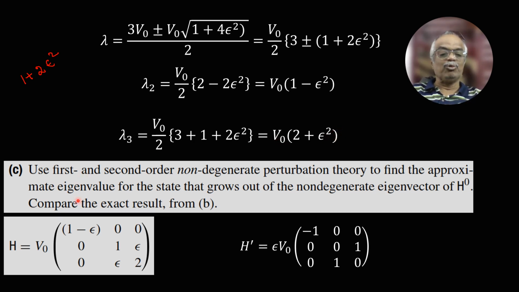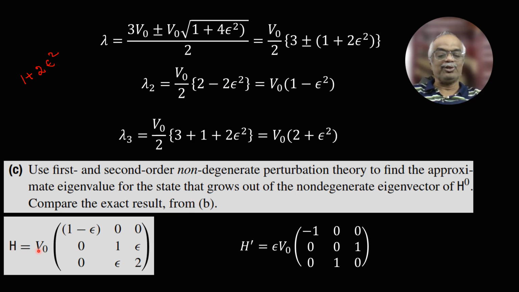Now we will move on to section C. In section C, use first and second order non-degenerate perturbation theory to find the approximate eigenvalue for the state that grows out of the non-degenerate eigenvectors of H0. Compare with the exact result obtained from part B. Just now we got this.